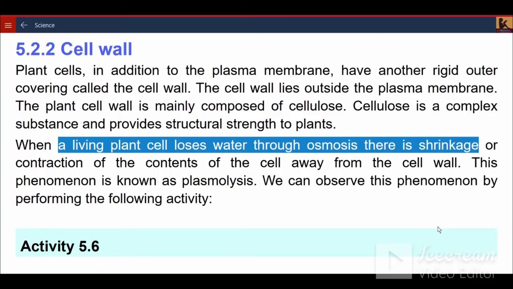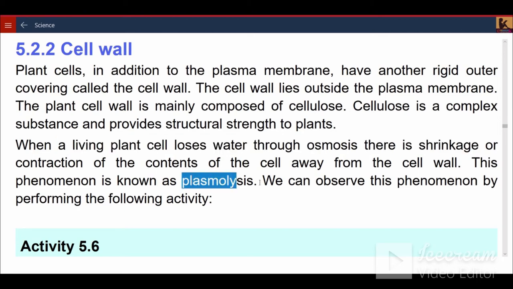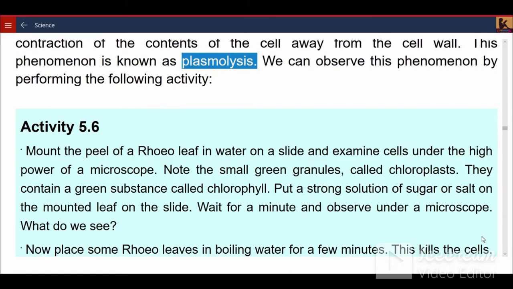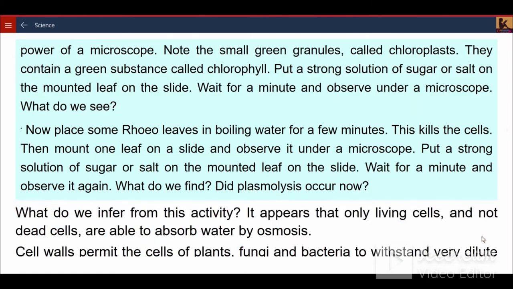While an animal cell doesn't have a cell wall, so there is no shrinkage in us. In a plant cell, there is shrinkage and contraction of the content of the cell away from the cell wall, and this phenomenon is known as plasmolysis. So in activity 5.6 they have made us understand about plasmolysis.